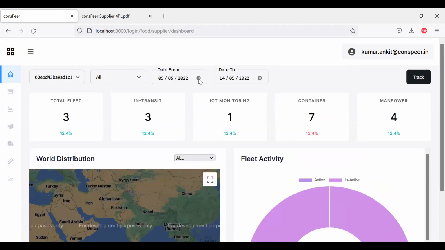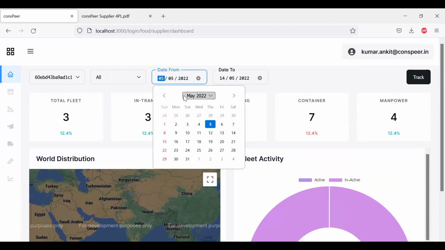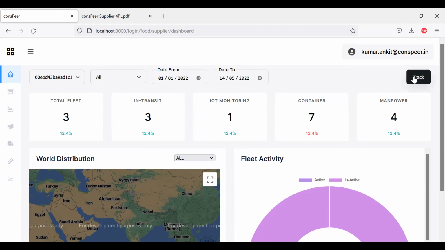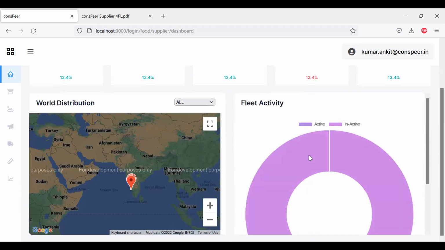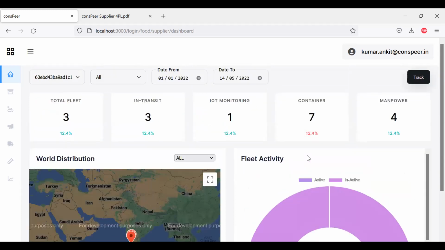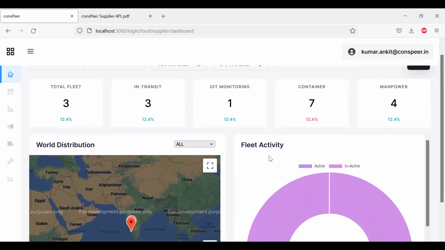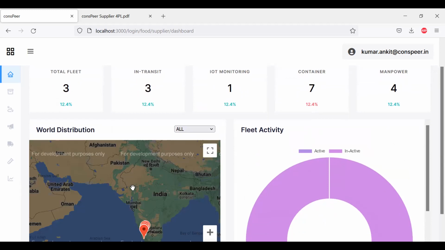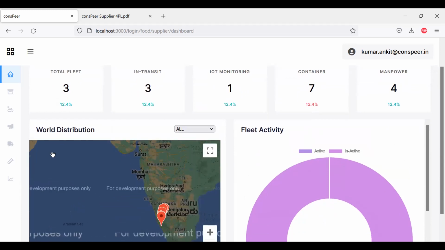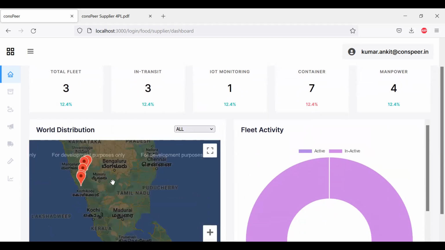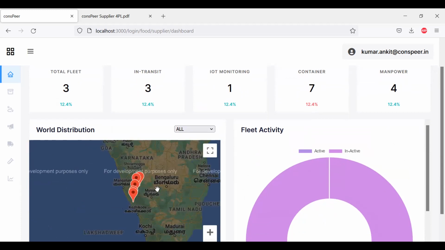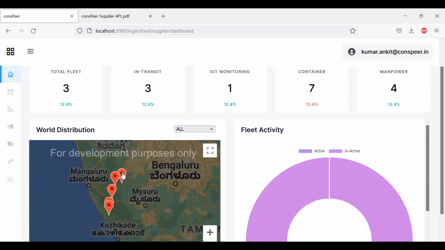Now what I do is I make it from much earlier, like from January, and now I filter. So it is giving inactive. And this shows all the distances it has moved in this time period, what are the locations it has traveled. So it is showing all the locations.